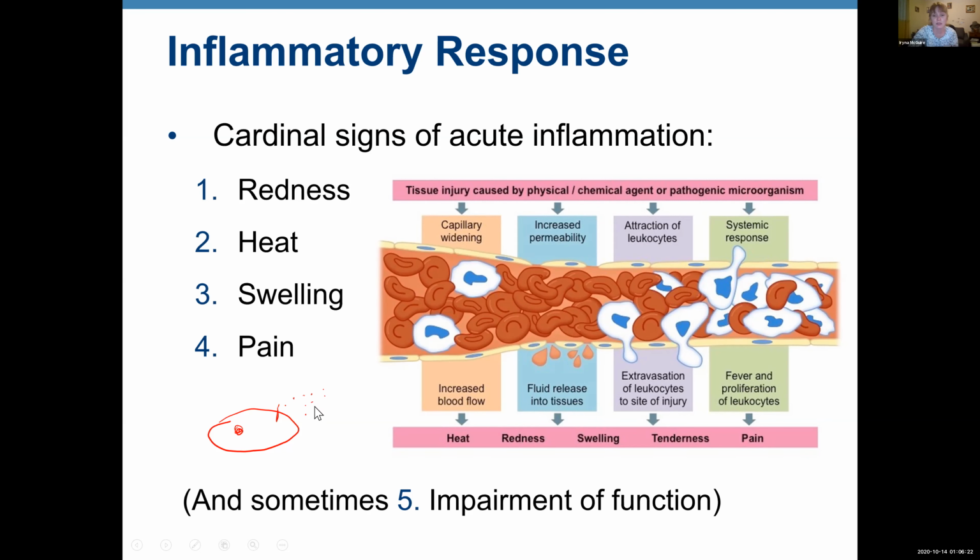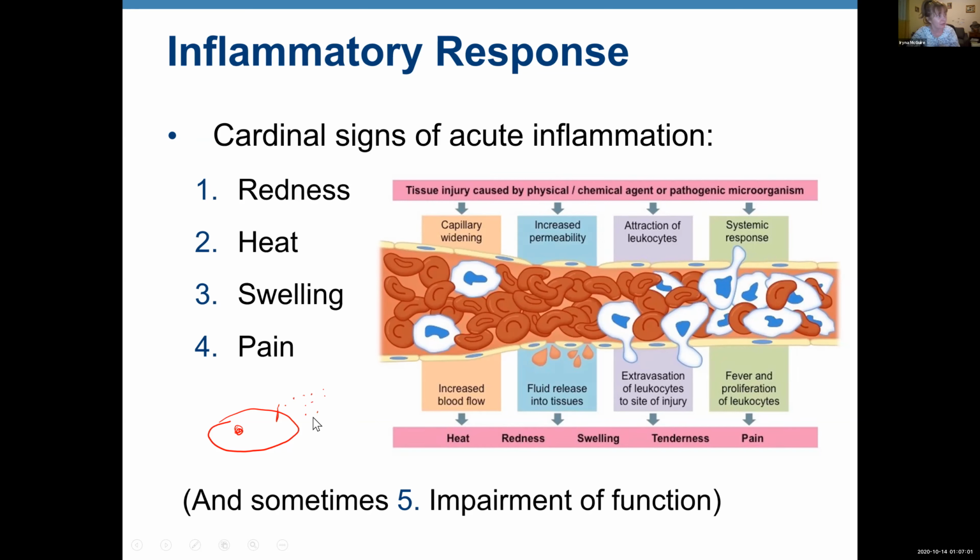And also this chemical activates pain receptor, right? And over here it says systemic response, fever and proliferation of leukocytes cause pain. That's right, fever, proliferation of leukocytes, but also the chemicals itself will activate pain receptor and it gives you pain, right? It also has here tenderness, but you remember these four major: redness, heat, swelling, pain, and sometimes impairment of function, right? So, and it's all caused by what?